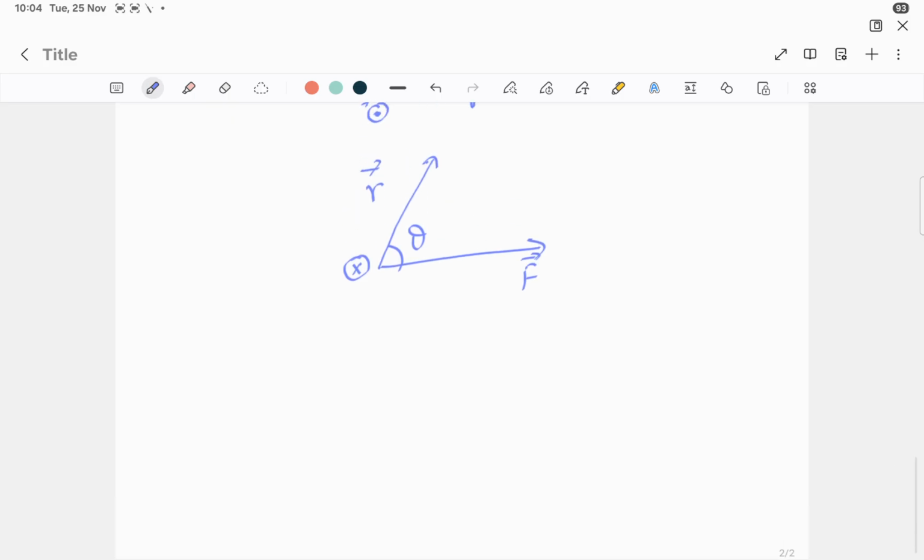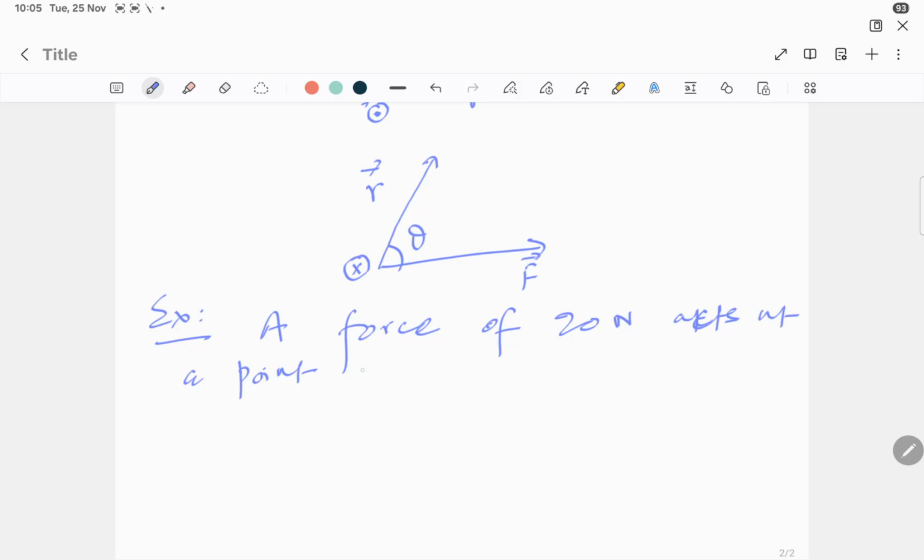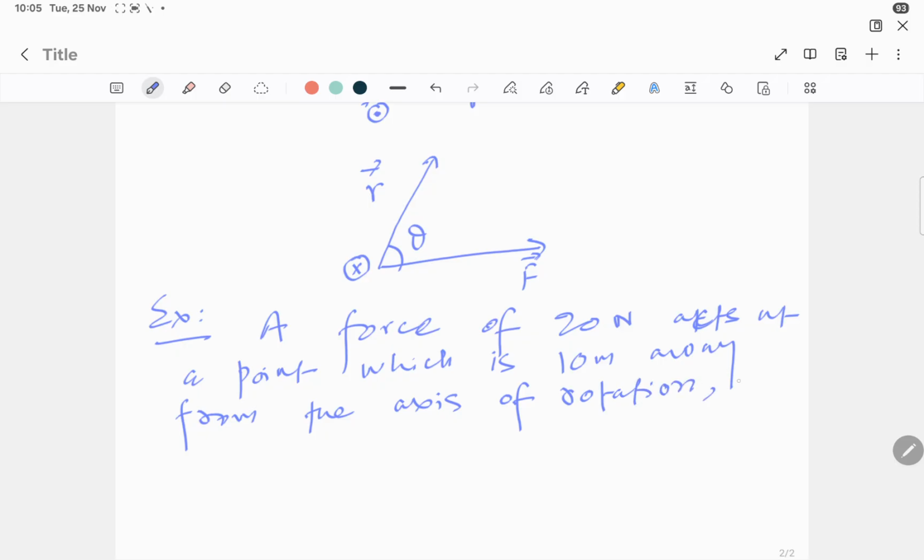So I would like to give some examples. Example: Suppose a force of 20 Newton acts at a point which is 10 meter away from the axis of rotation at an angle of 37 degree. Find torque.